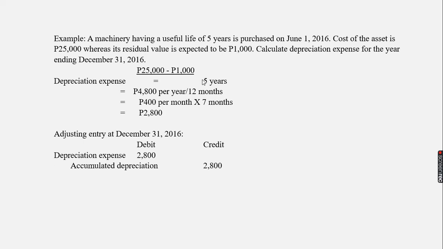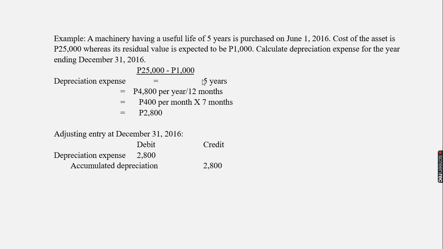4,800. Okay? Syempre, i-divide mo rin siya sa 12 months para makuha natin, kasi in-acquire niya June 1, 2016. So, magkano yung depreciation niya from June 1, 2016 to December 31, 2016? Okay? So, ang per month niya is 400. So, ilang months from June 1? June, July, August, September, October, November, December. So, may 7 months siya.